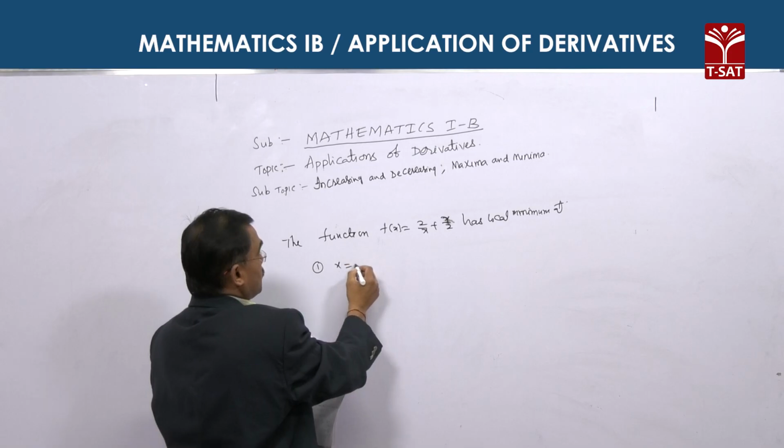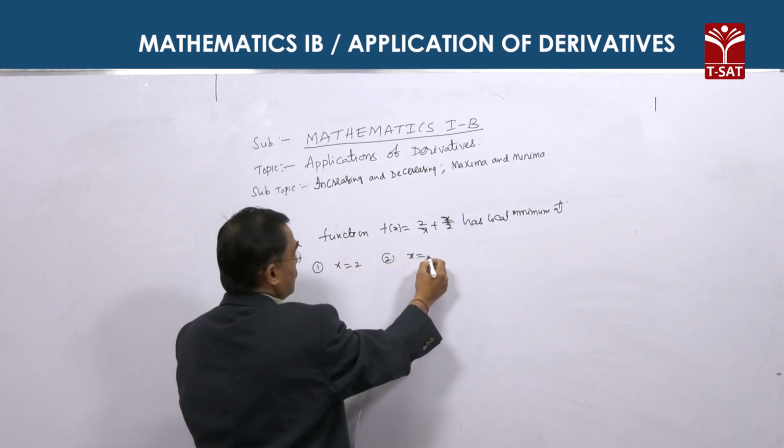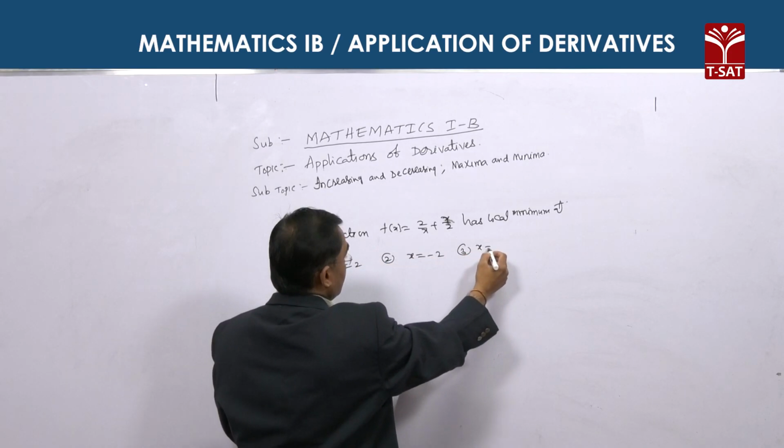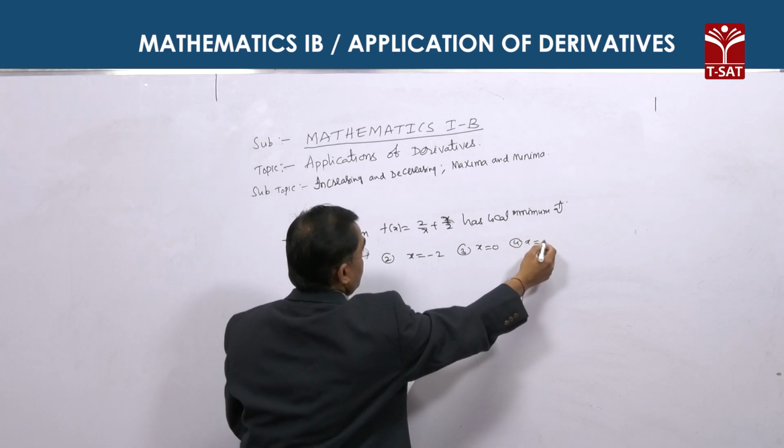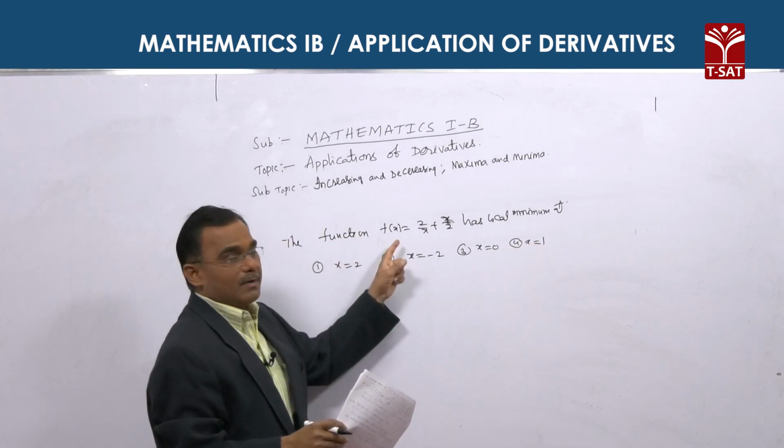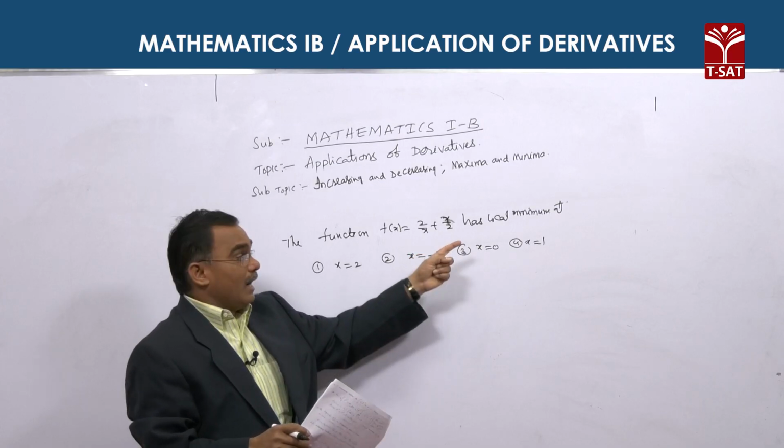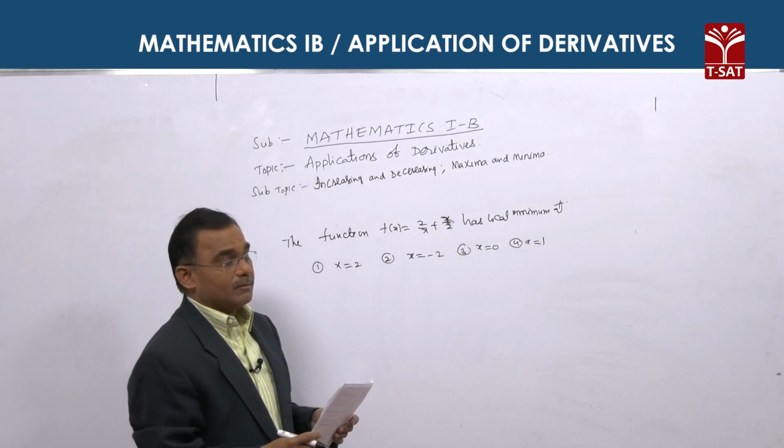First option is at x equal to 2, second option is at x equal -2, third option is at x equal 0, fourth answer is at x equal 1. Given function is f(x) equal 2/x plus x/2. At the local minimum, at which value is it?